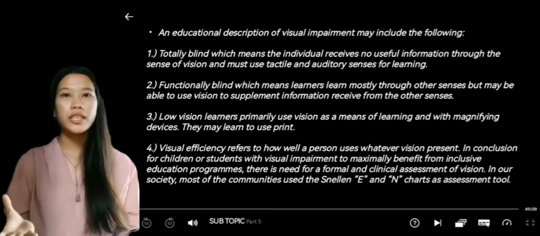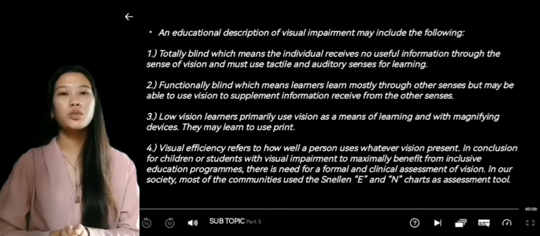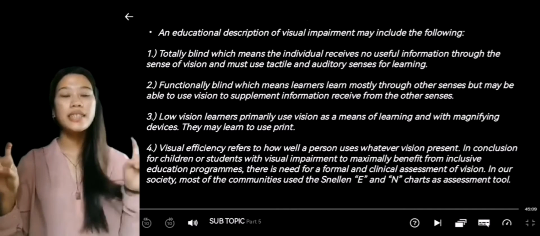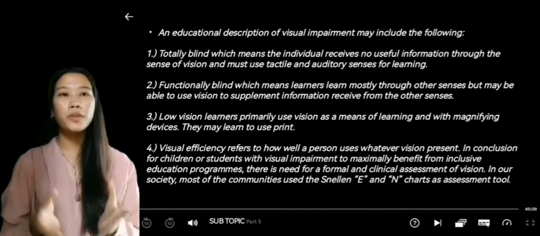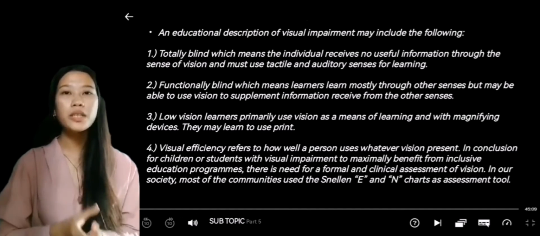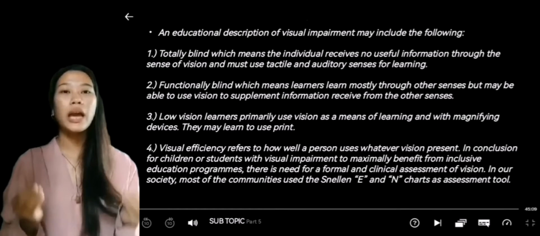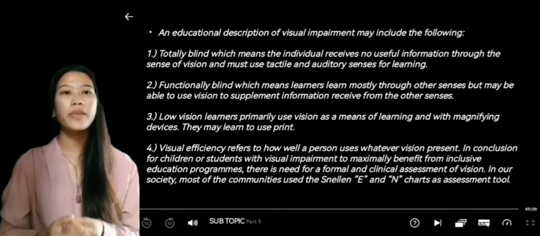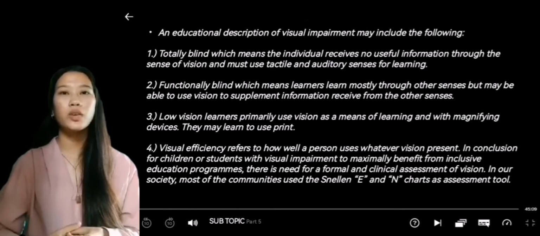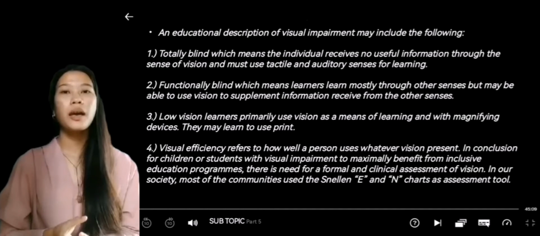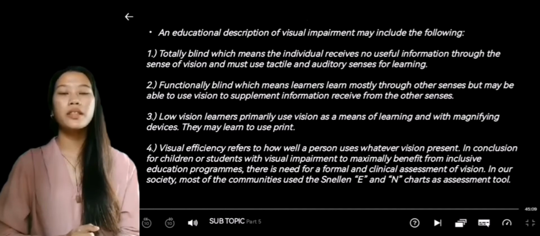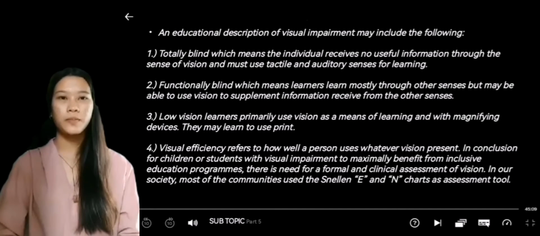So in our society, most of the communities use the Snellen E and N charts as an assessment tool, because the purpose of it is to determine the nature, type and degree of disability inherent in each individual with visual impairment. So this will enable the class teacher and the specialist to make provisions for them in terms of materials and their support services.